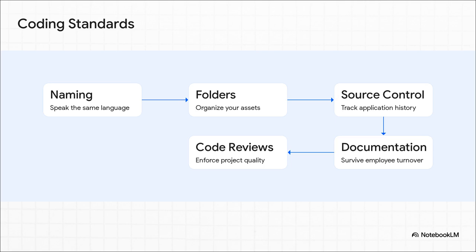So there is a standard operating procedure for clean coding, and these 5 steps, they are absolutely non-negotiable for enterprise teams. Step 1, naming conventions, got to ensure everyone's speaking the exact same language. Step 2 is folder structure to keep your assets organized. Step 3, source control to track your history. Step 4, documentation, which, let's be honest, ensures the project survives employee turnover or maybe just a really long vacation. And Step 5, code reviews to enforce quality. The big takeaway here is that without these rigorous steps, your application's structural integrity will eventually fail. It might work flawlessly on day 1, but day 100, total maintenance nightmare.